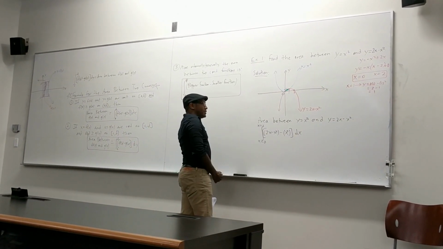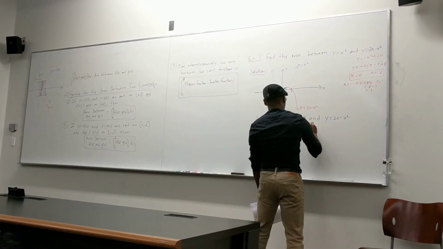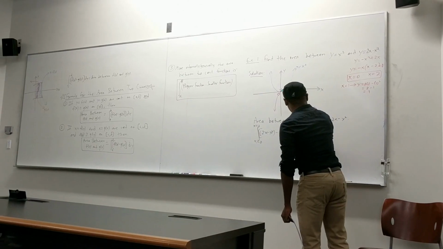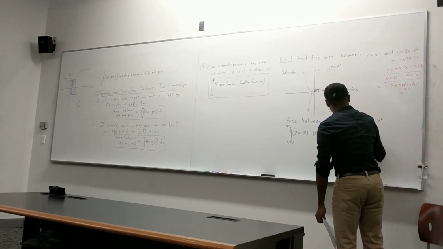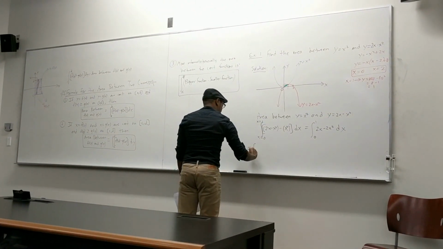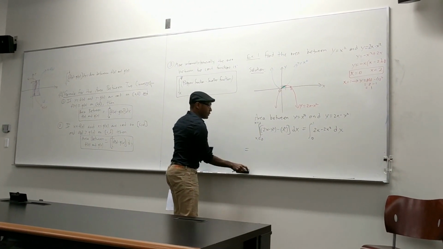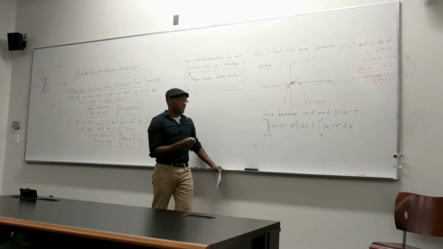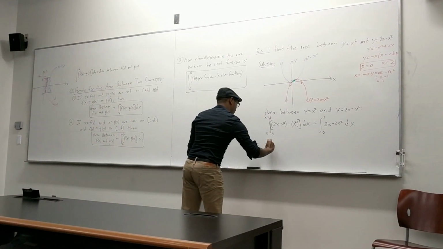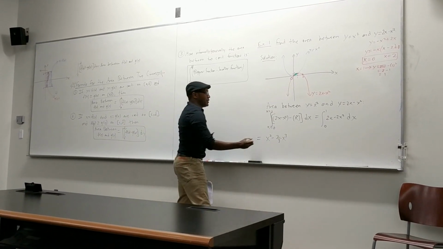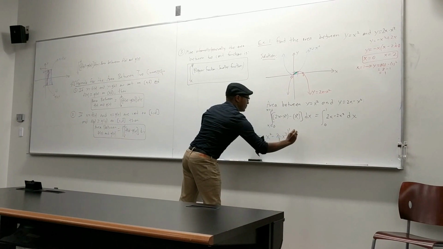So we get this integral, and this is not a hard integral, so let's just do it. If I simplify what's inside, that's 2x minus 2x squared. And now if I find the antiderivative, what would I get? X squared minus 2/3 x cubed. Very good. X squared minus 2/3 x cubed from 0 to 1.